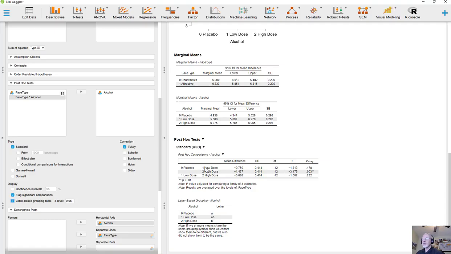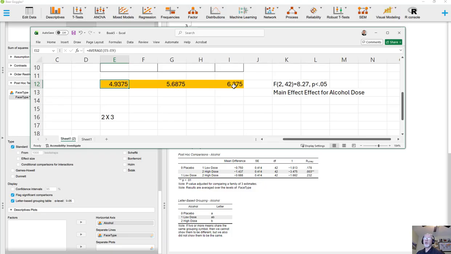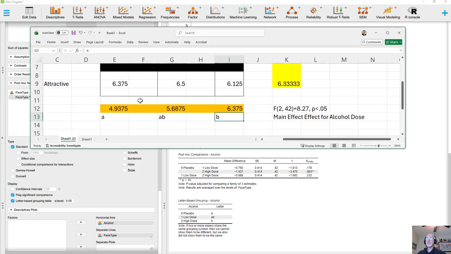So this shows the comparisons of each group with the others, and shows that there's only one significant difference, and that's between the placebo and the high dose. So between this group, placebo and high dose, that's where the significant effects are. I like the letter-based groupings because you can basically just go ahead and note A and B for low dose, and B for high dose. Remember, placebo, low dose, high dose.